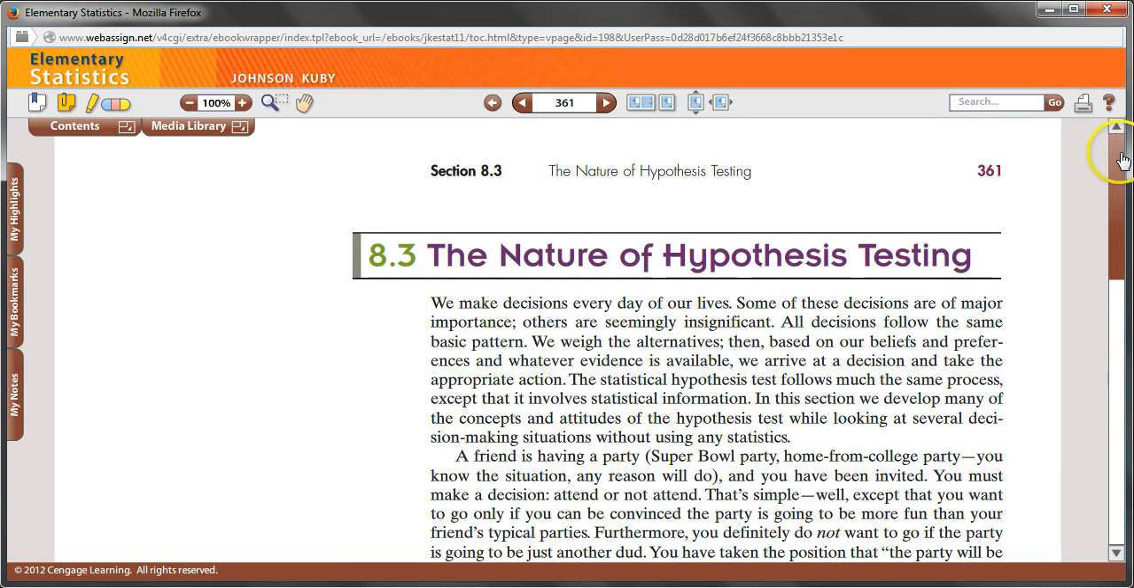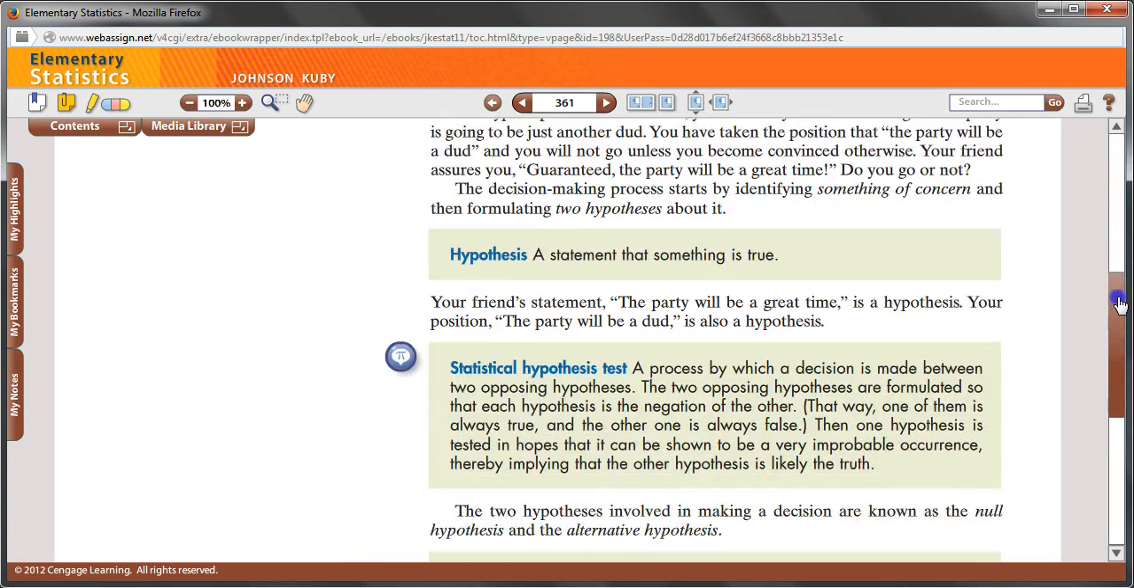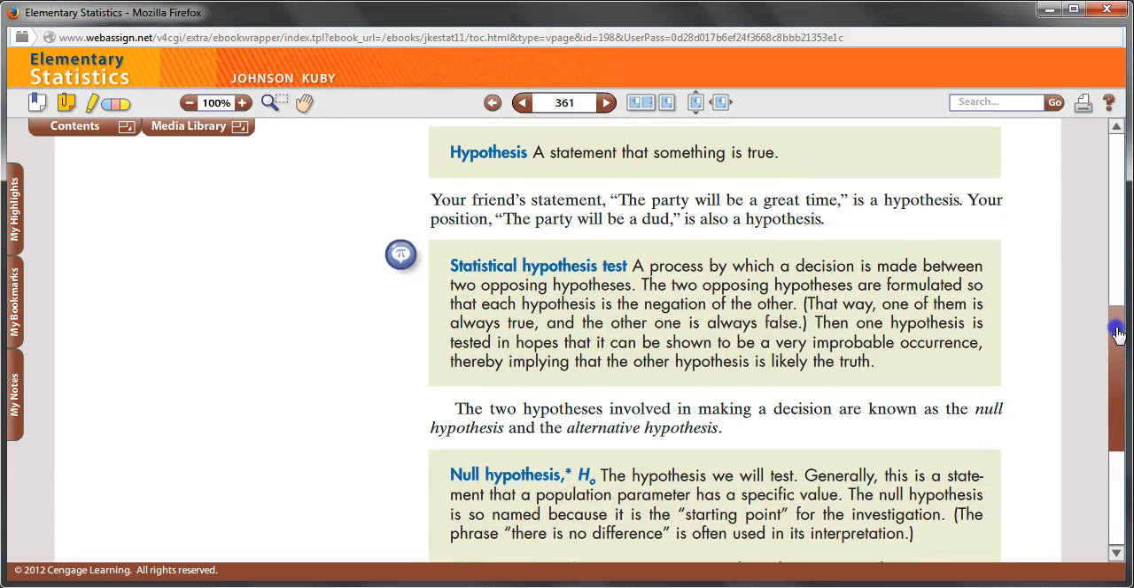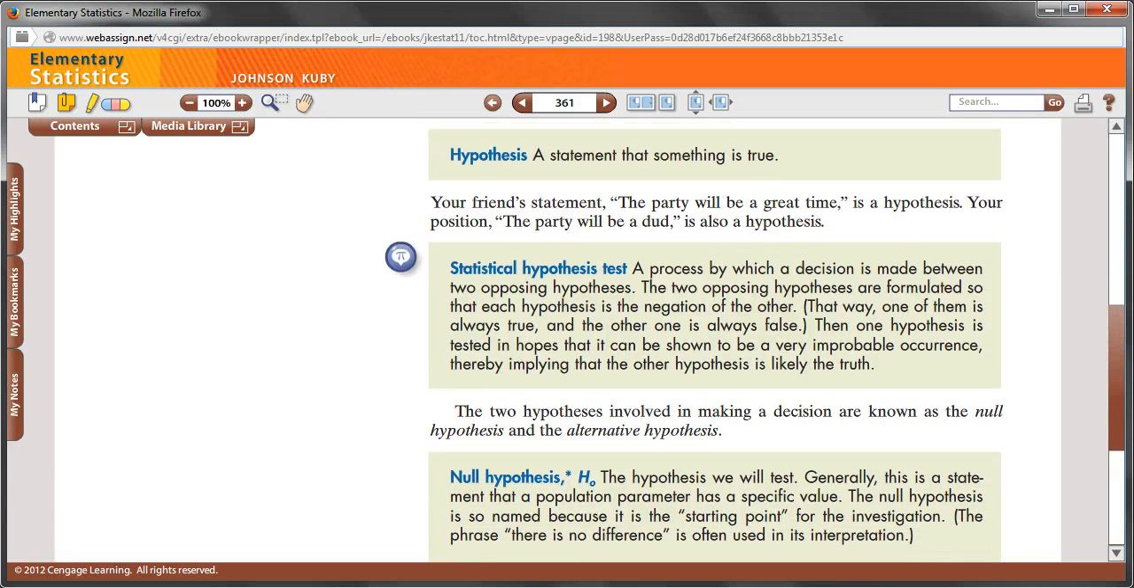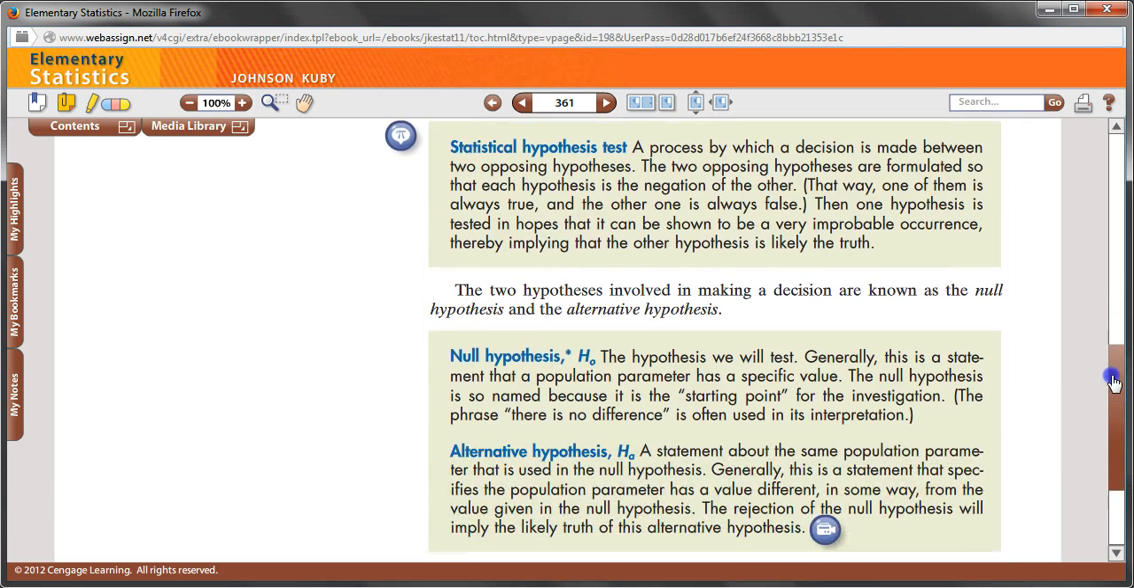The nature of hypothesis testing, and this is the way our textbook authors explain these terms. Hypothesis: a statement that something is true. Of course, whether it is true or not has to be tested, and that's what we call hypothesis testing, roughly speaking. But then again, this is a math course, so we have to do far better than that. Just testing, no, that's not going to cut it. This is what we usually do.